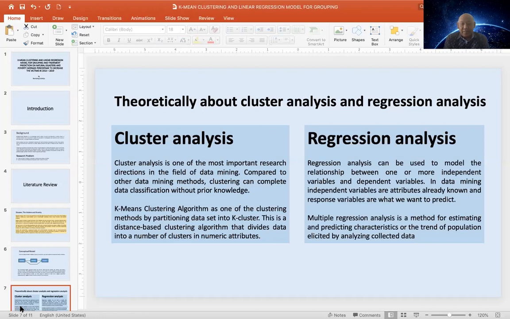Regression analysis can be used to model the relationship between one or more independent variables and dependent variables. In data mining, independent variables are attributes already known, and response variables are what we want to predict. Multiple regression analysis is a method for estimating and predicting characteristics or the trend of a population by analyzing collected data.